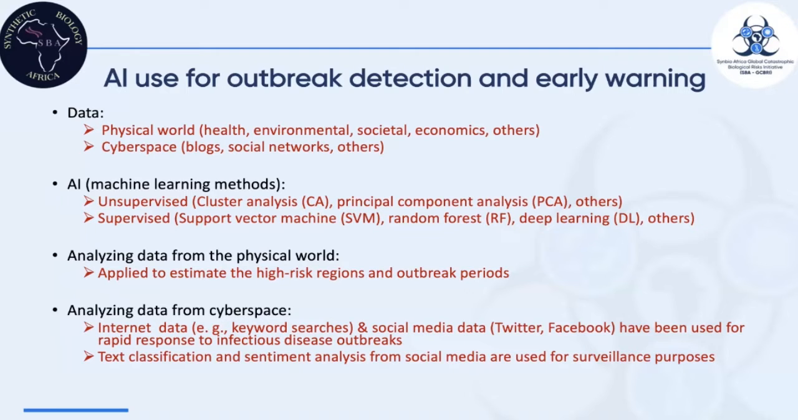The type of data used to estimate the high risk of a region: you get information from health and from the environment, and then it can predict which areas have very high risk of pandemic. It can also predict the length of the outbreak. When you use cyberspace data like internet data, you can use keyword search. I also showed you that Twitter data has been used for rapid infectious disease response. You can also use text data for sentiment analysis.